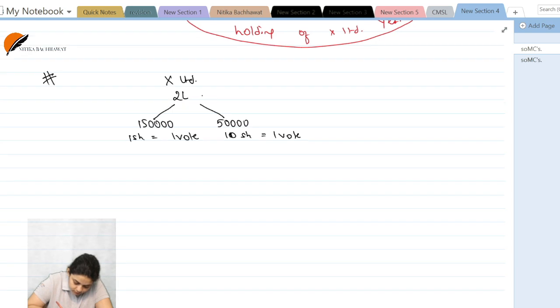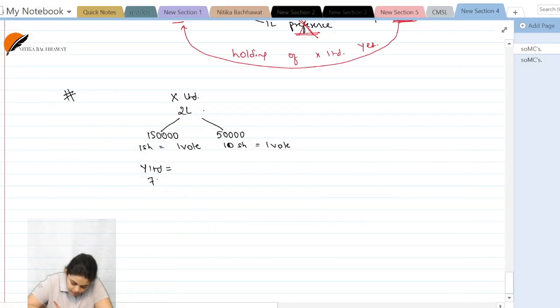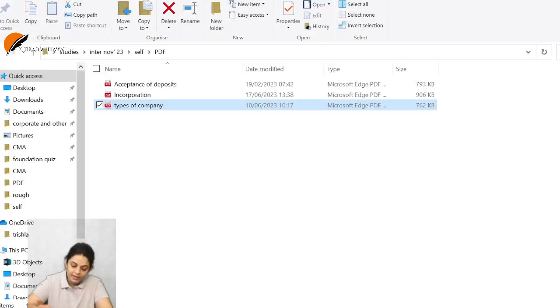Now, Y Limited is holding 75,500 shares in X Limited. Which shares? These shares, 1 share, 1 vote. Those shares, it is holding 75,500 shares in Y Limited.